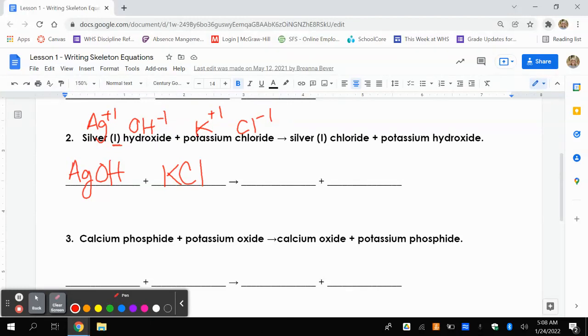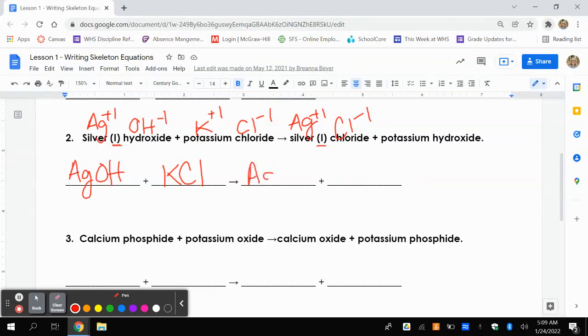Now we're going to write the formulas for the products. Silver chloride. Silver is a metal, chloride's a nonmetal, so we have another ionic compound. We have silver Ag, and it's silver 1 again, so we still have that +1 charge. And then chloride, Cl, and Cl we just looked up had a -1 charge. Not every single one of these is going to be balanced. Just like we were doing with ionic compounds, you have to look up their ion charges and then balance them. So silver chloride, silver and chloride are already balanced.